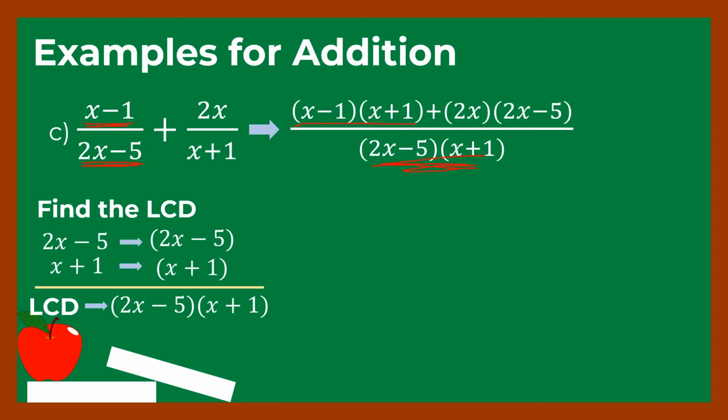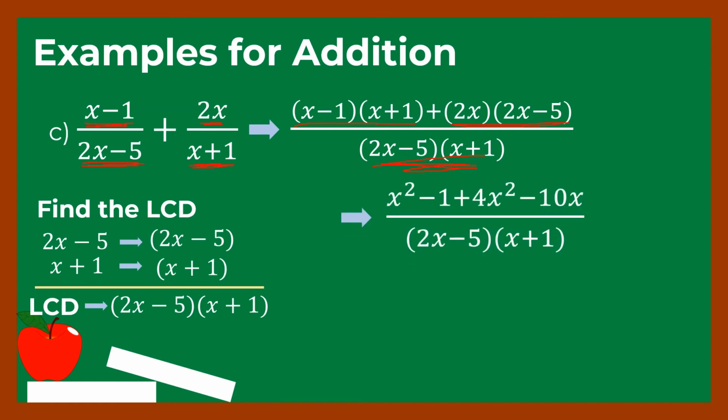And then, itong pangalawa naman, same lang, 2x minus 5 times the quantity of x plus 1 divided by x plus 1 kasi ito yung denominator ni 2x. So, ang matitira is 2x minus 5 and then multiply it to 2x. So, makukuha natin is 2x times the quantity of 2x minus 5. Since we already have this expression, ang gagawin na lang natin is to simplify. So, si x minus 1 times the quantity of x plus 1 ay magiging x squared minus 1. And then, si 2x times the quantity of 2x minus 5 ay magiging 4x squared minus 10x.